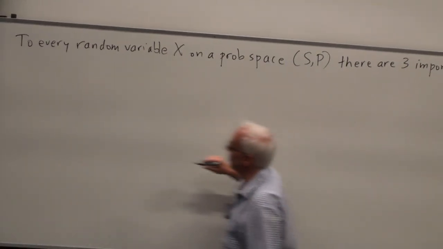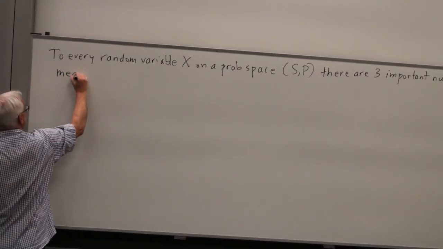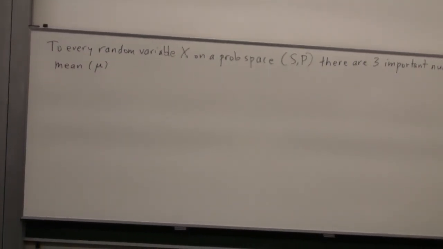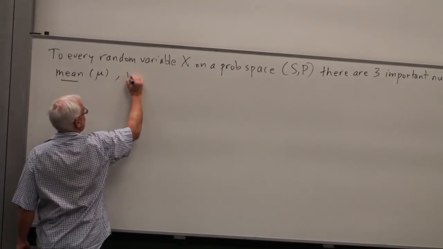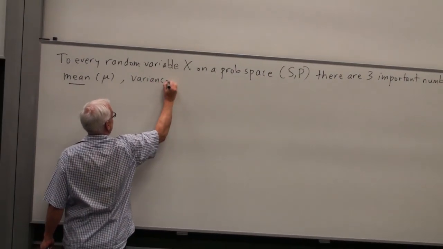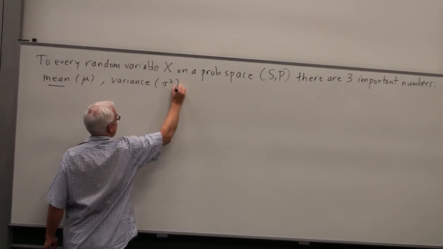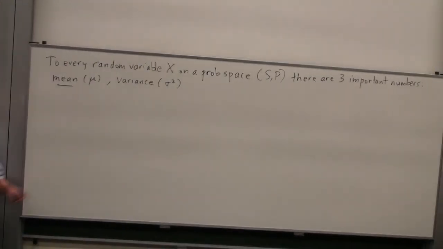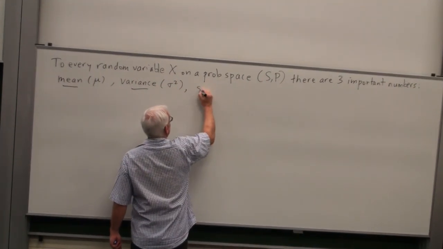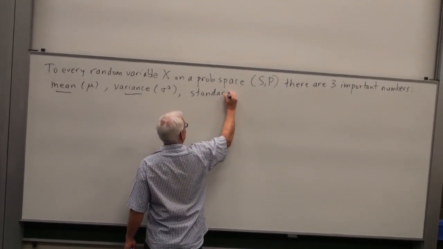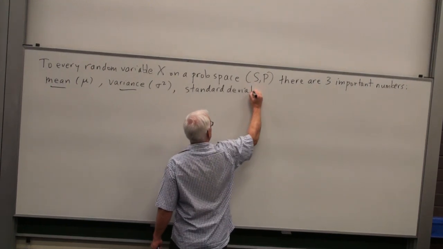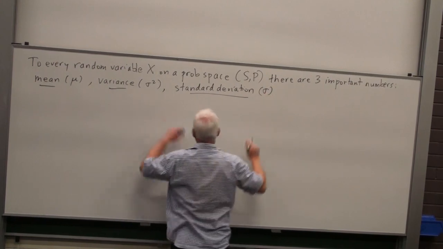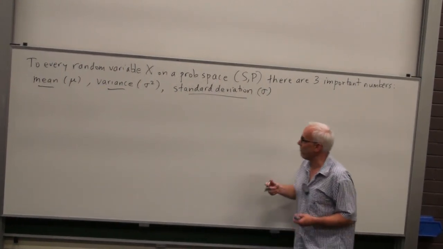And they are called the mean, which is usually denoted with the Greek letter mu. And then there is the variance, which is usually denoted by the Greek letter sigma squared. And then its square root is called the standard deviation, sigma, so that's just the square root of whatever the variance is. Okay, so these are all numbers.